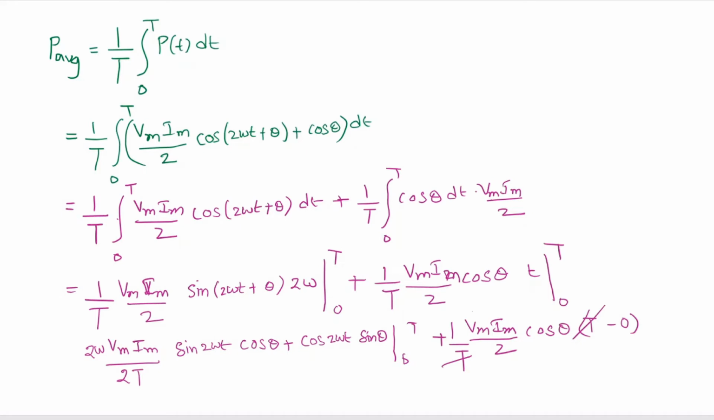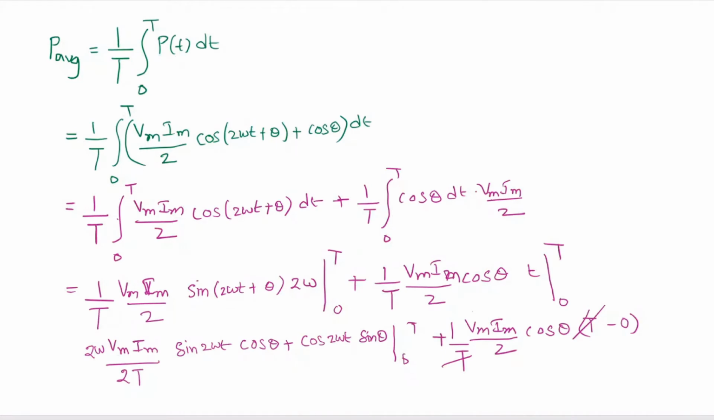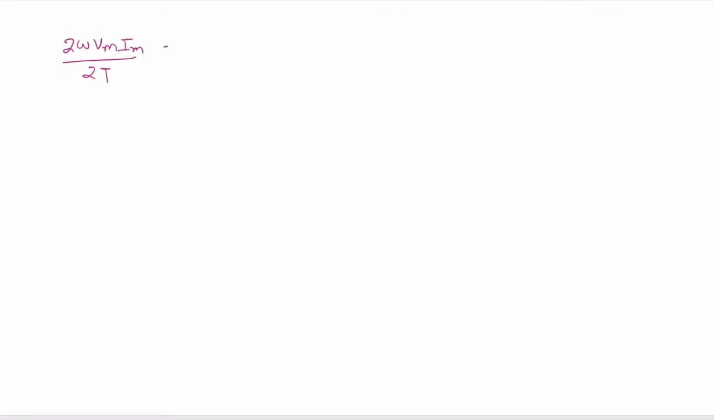Now I will take one more slide. So 2 omega Vm Im by 2 by 2T, into sin 2 omega t into cos theta, plus cos 2 omega t into sin theta, from 0 to T, plus Vm Im by 2 cos theta.